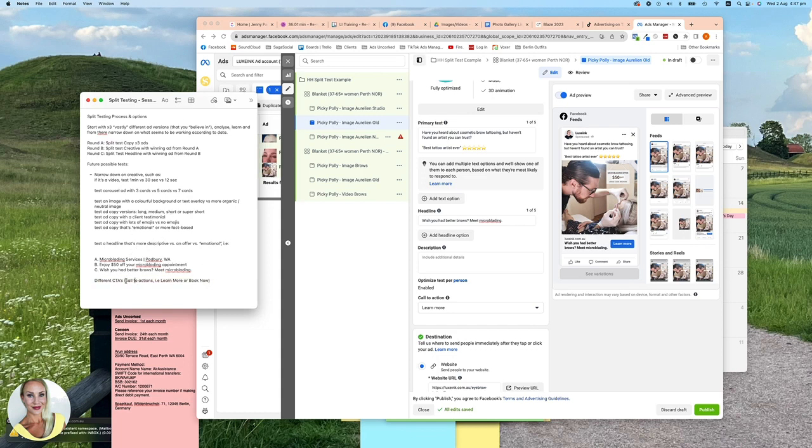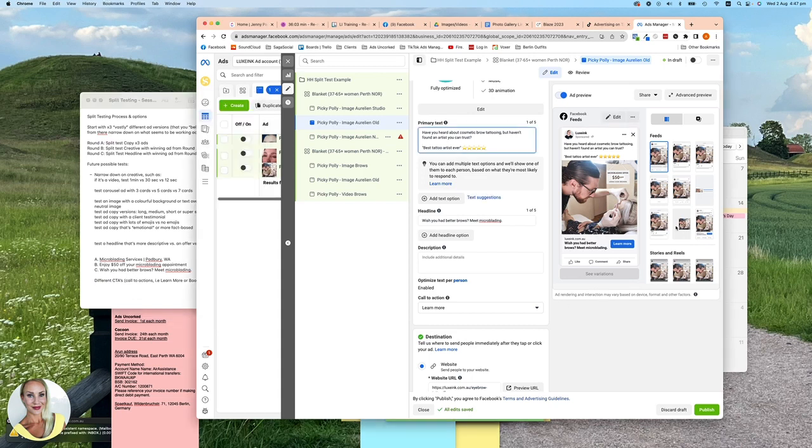And then you can also test different call to actions for any cold ads, any top of funnel traffic. For service based, I tend to do learn more. So it's not really something that I would test too much if I was you. I think this one will work best for you, top of funnel.